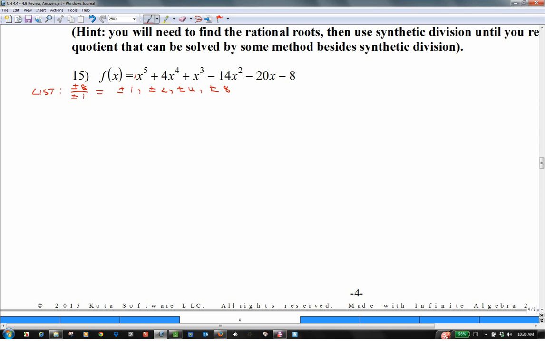I have a 1. For the fourth power, I have a 4. Then a 1 for the cubic, a minus 14 for the x squared, a minus 20 for the x, and a minus 8. And now I get to guess. So if I would guess wrong, like let's say I would guess a negative 4 and do a synthetic division with a negative 4, I would have 1. 1 times negative 4 is a negative 4.